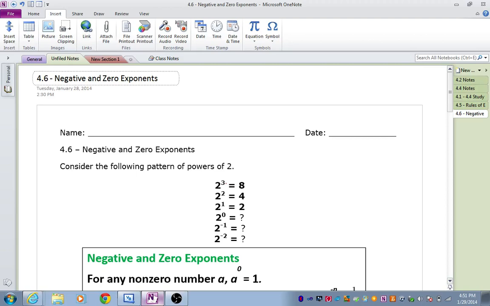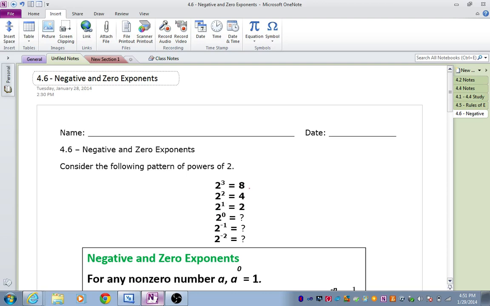This is the video for lesson 4.6, negative and zero exponents. To discover how negative exponents work, we're going to look at what happens when we have powers of 2. 2 to the third power is 8, which is 2 times 2 times 2. 2 squared is 4, and we know 2 to the first is 2.